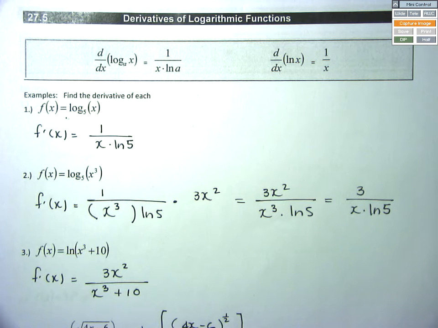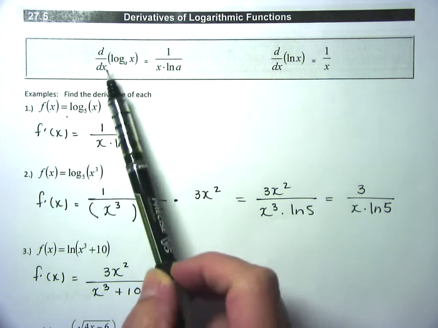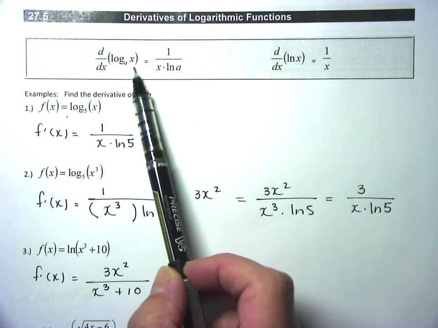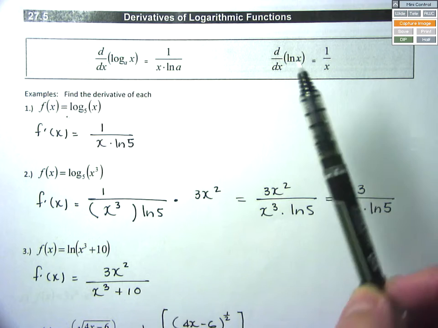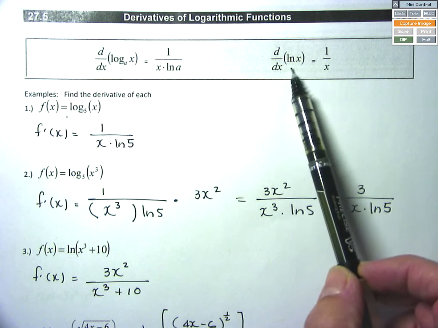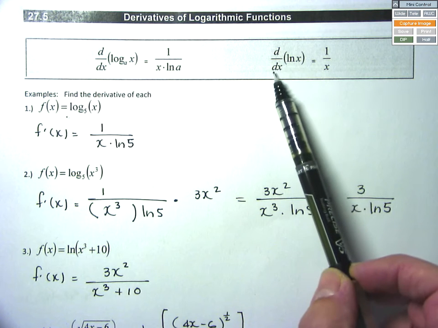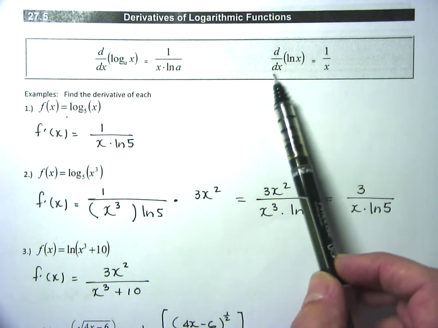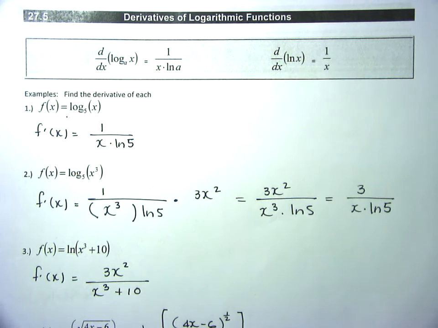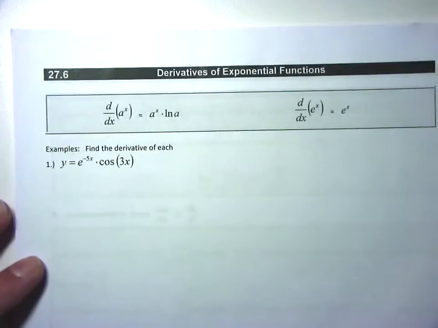Just as a reminder, the derivative with respect to x of a log with a random base number a of x is equal to 1 over x times natural log of a. And then when we're specifically looking at the natural log, the derivative of natural log of x with respect to x is simply equal to 1 over x, right? So those two are added to your list of basic derivatives.